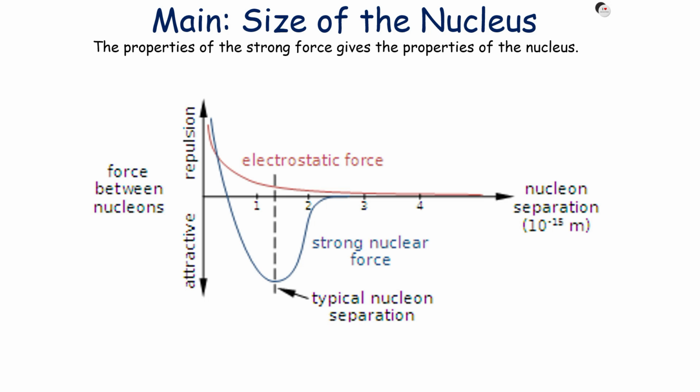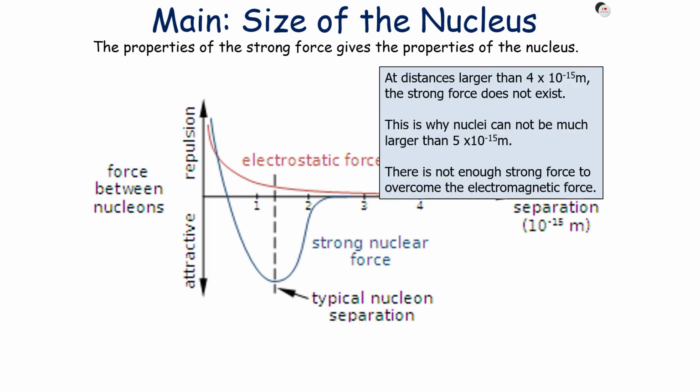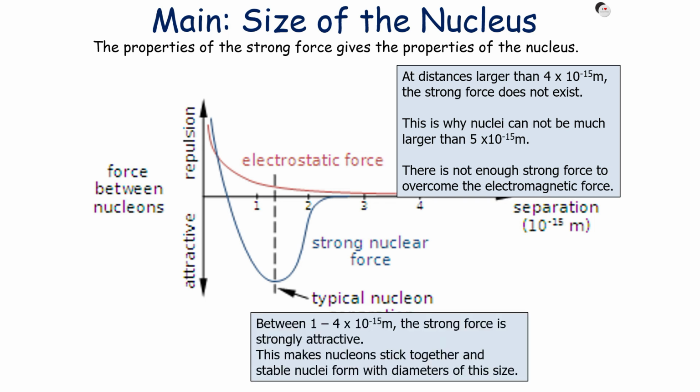So we can see the properties of the strong interaction with our particular graph here. At distances larger than 4 times 10 to the minus 15 meters, the strong interaction does not exist, which is why nuclei can't be much larger than 5 times 10 to the minus 15 meters, because there's not enough strong interaction to overcome the electromagnetic interaction, which is repulsive. Now between 1 and 4 femtometers, or 10 to the minus 15 meters, the strong interaction is strongly attractive.